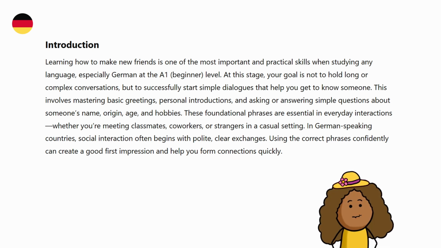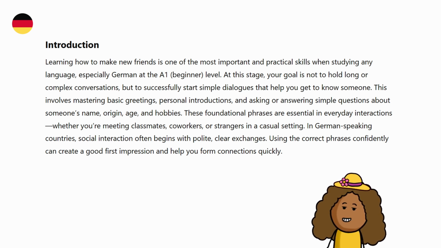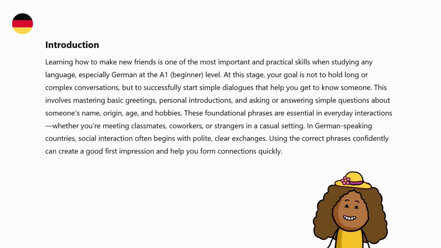Learning how to make new friends is one of the most important and practical skills when studying any language, especially German at the A1 beginner level. At this stage, your goal is not to hold long or complex conversations, but to successfully start simple dialogues that help you get to know someone. This involves mastering basic greetings, personal introductions, and asking or answering simple questions about someone's name, origin, age, and hobbies.